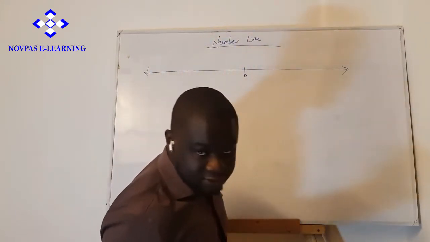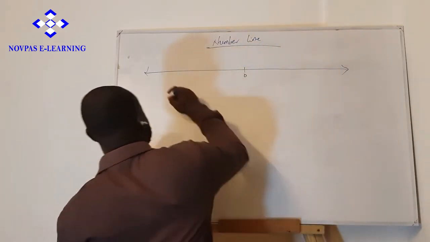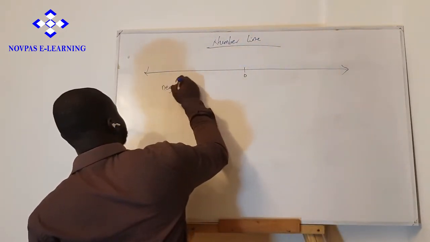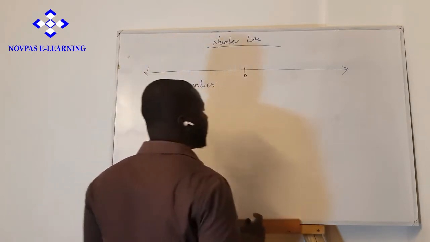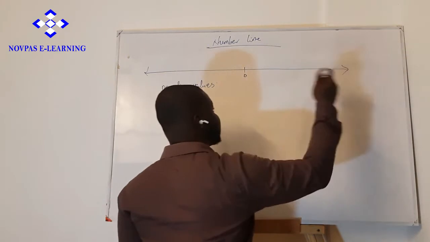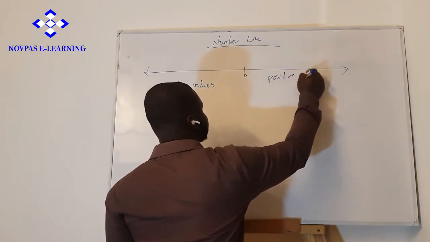And these are important information you should put in your head. On this left side, this is where you can find the negative values. And on the right side of the 0, that's where you can find positive values.